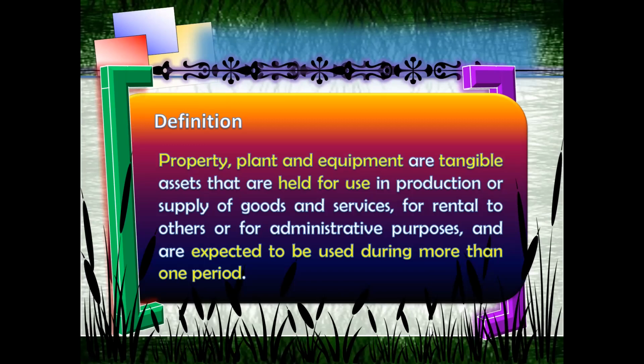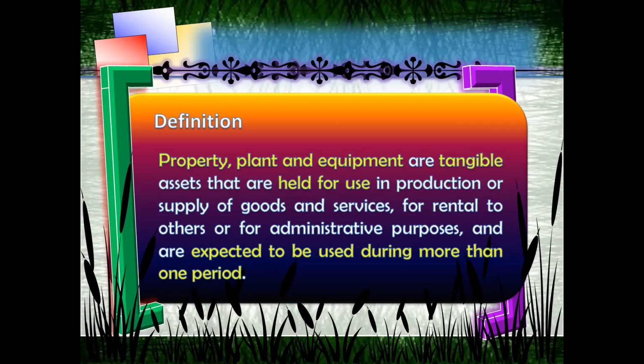Firstly, property, plant, and equipment is a tangible asset. Or are tangible assets. When we say tangible, it means that meron siyang physical substance. So mahahawakan mo, nakikita mo. So that is PPE.